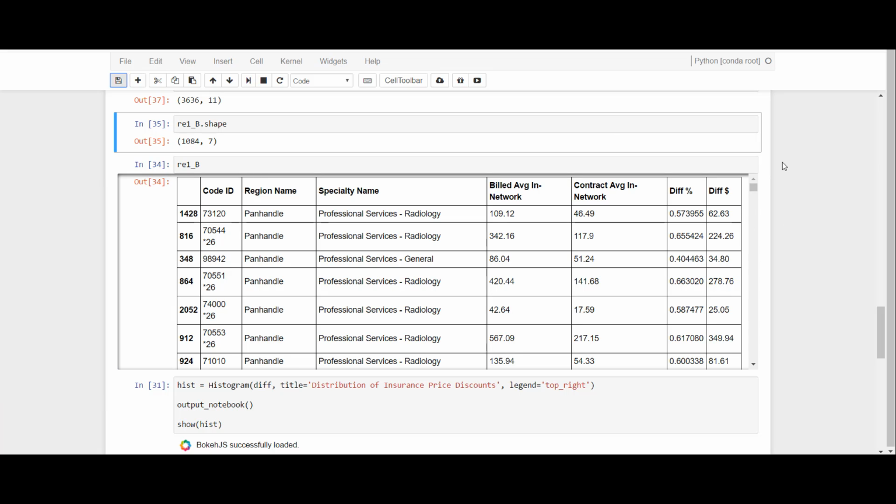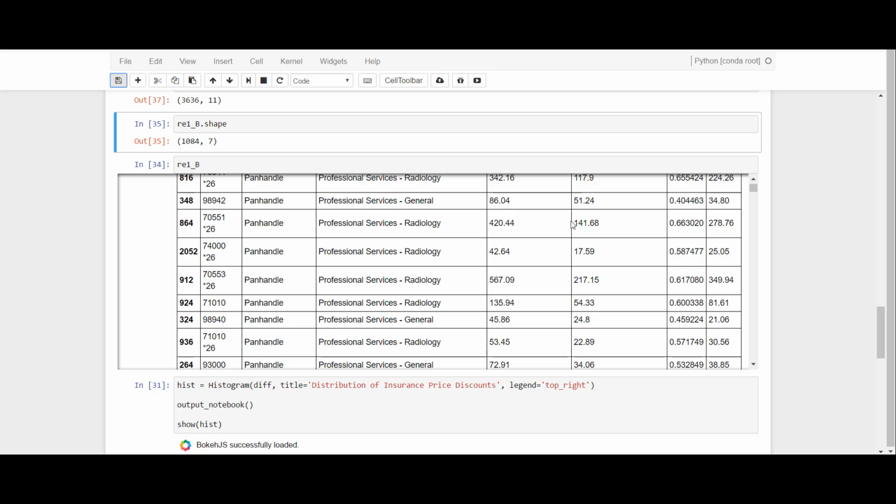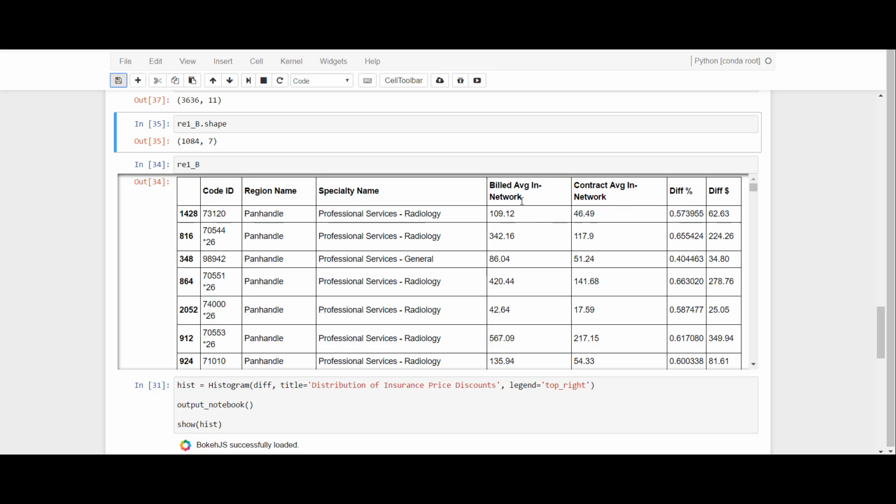Some other things to know about the data. The original data set is a sample size of about 3,600, so that's what this is here, and it's how many columns it initially had, and I've pulled a few out because they weren't necessary here. I've taken out any column that didn't have data in both the billed-in-network average and the contract-in-network average. And so when I did that, we ended up with a lesser sample size of about 1,084.